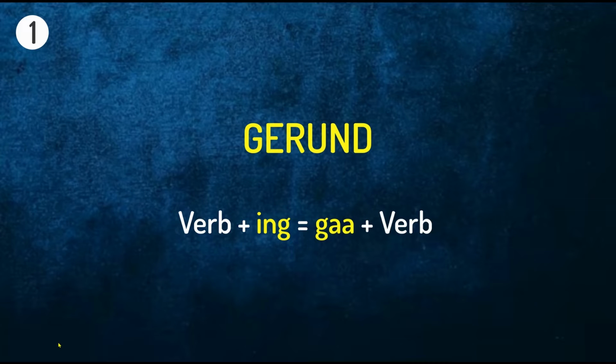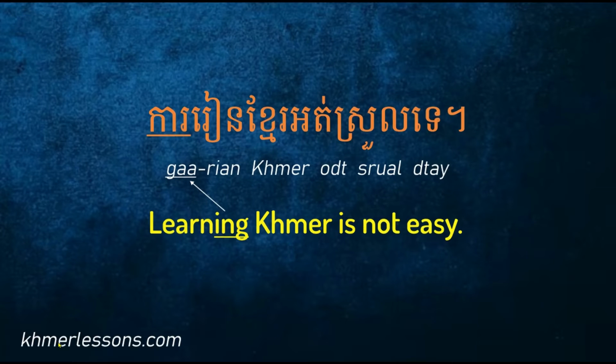Okay, right now let's start from number one. When you use verb ing as a gerund, when you talk about gerund, it is like a noun. So when you use verb ing as a gerund in Khmer, you use ka before verb. In English, you use verb plus ing. In Khmer, you use ka plus verb. Now let's see example. Learning Khmer is not easy.